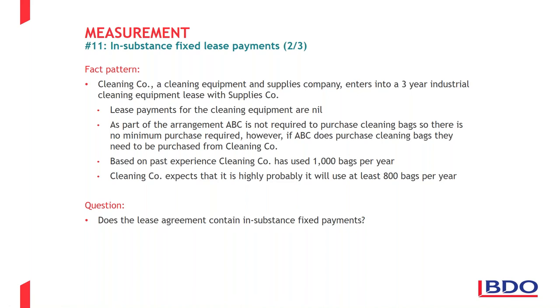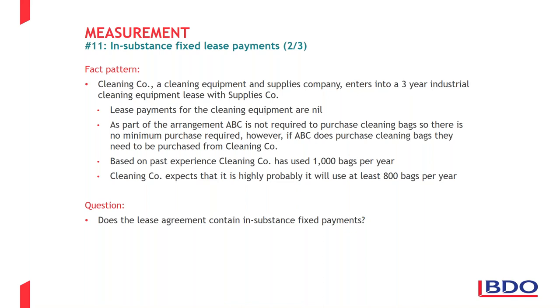A cleaning equipment and supplies company, Cleaning Company, enters into a three-year industrial cleaning equipment lease with ABC. Lease payments for the cleaning equipment are nil. As part of the arrangement, ABC is not required to purchase cleaning bags, so there is no minimum purchase required. However, if ABC does purchase cleaning bags, they need to be purchased from Cleaning Company. Based on past experience, ABC has used 1,000 bags per year. ABC expects that it's highly probable that it will use at least 800 bags per year. Does the lease agreement contain in substance fixed payments?